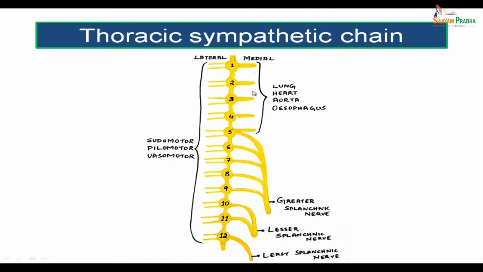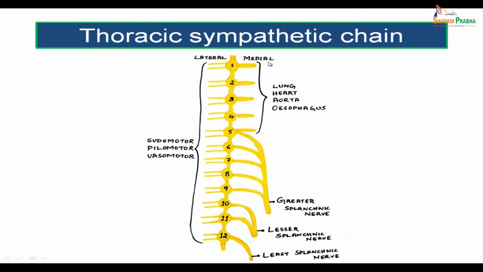Let us look at the branches given off by these thoracic sympathetic ganglia. They give lateral branches which carry post-ganglionic and pre-ganglionic fibers. They are the grey rami and white rami communicantes which are going to the spinal nerves. They are going to be pseudomotor, pilomotor and vasomotor. They also give medial branches.